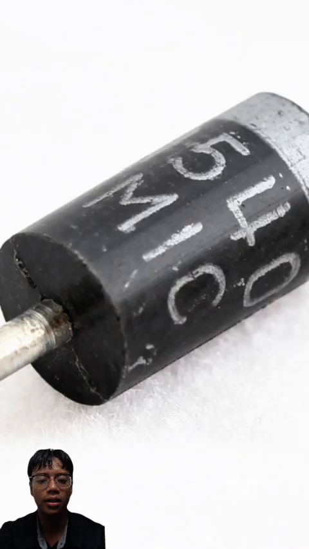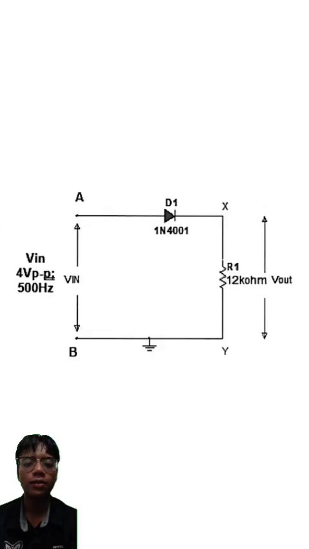A rectifier is a fundamental electronic circuit used to convert alternating current, or AC, into direct current, or DC. This process is essential because many electronic devices, such as smartphones, laptops, and radios, operate on DC power, while the electricity from our wall socket is AC. Without a rectifier, it would be impossible to power these devices safely and efficiently.